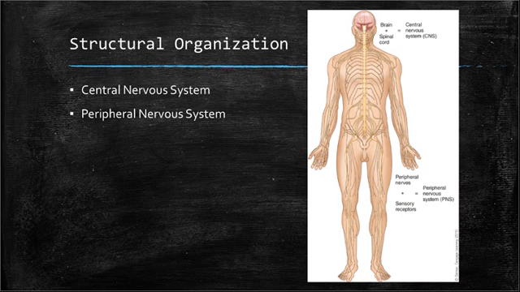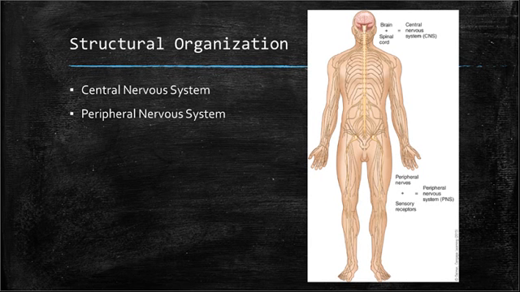So looking at the structural organization, the central nervous system consists of the brain and the spinal cord. The peripheral nervous system consists of all the other nerves which are located all over the body. So both of those make up our nervous system as a whole. The peripheral nervous system can be subdivided into the sensory and motor divisions. Let's talk about the functions of our nervous system.